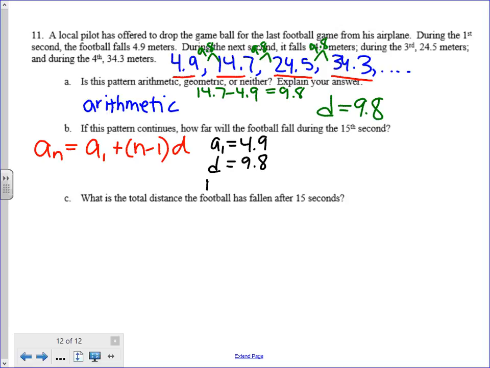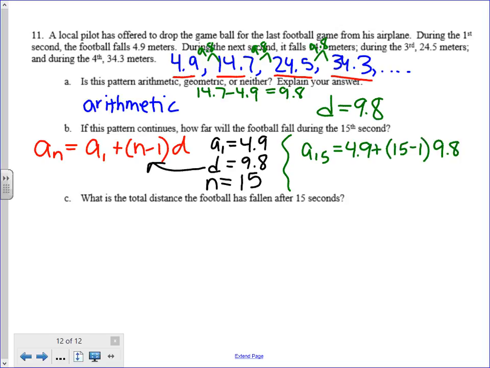And I know that the n I'm going to use, the term I'm trying to find, is 15. Now I have all the information that I can put into this formula to find the 15th term. So I will find a sub 15 here. That is 4.9 plus 15 minus 1 times 9.8. When I simplify that, I get that the football is going to fall 142.1 meters in the 15th second if the pattern continues.